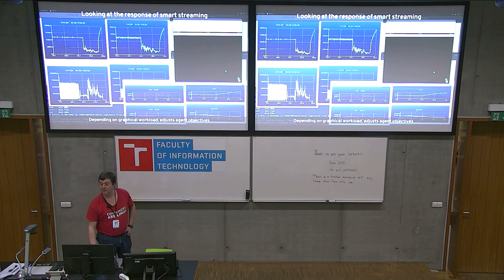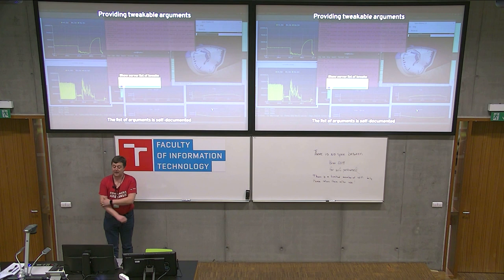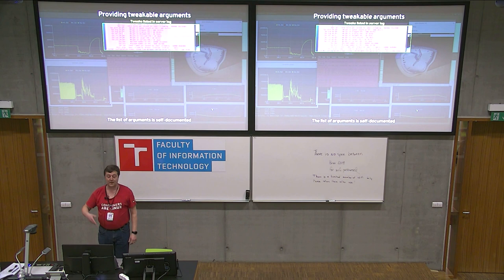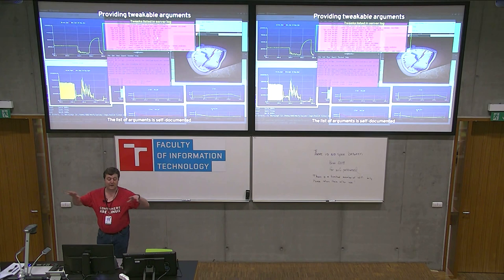So in order to tune all this, there are a number of tweaks. So there is a list with help. It's self-documented. And the server logs show me the kind of things I can adjust. So I'm going to adjust the one that is called target weight. It's a weighted average of various things. And so I'm going to make it so that it reacts faster. So I set this in real time.